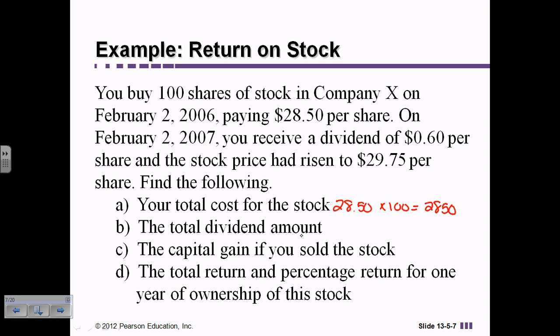So at the end of a year, you haven't sold your stock, so you don't have any money back yet, except for the dividend. So how much dividend did you get? You got 60 cents for each share, so for 100 shares, you got a check for $60.